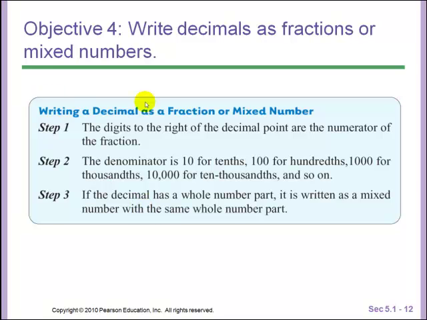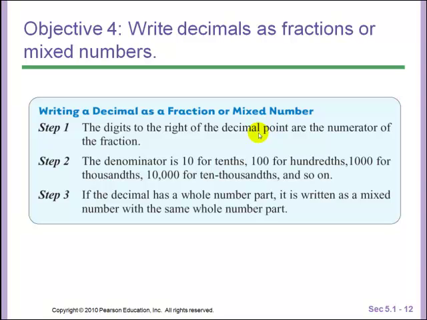Now we will write a decimal as a fraction or a mixed number. First, determine the decimal point. The digits to the right of the decimal point are the numerator of the fraction. So just look at all the numbers that are to the right of the decimal. That will be the top, or the numerator, of your fraction.